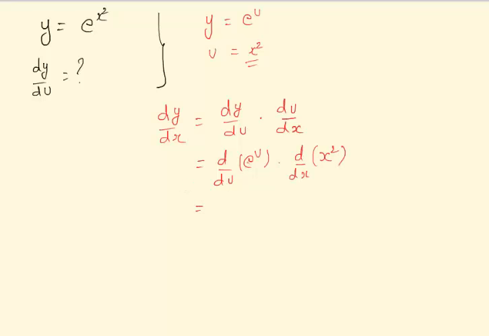Now you can see e to the power u differentiated with respect to u will be e to the power u, and differentiation of x square will be simply 2x using the formula for differentiation of elementary function. Then you can back substitute u. U is x square, so you get e to the power of x square into 2x. So the answer for e to the power x square would be e to the power of x square into differentiation of x square, which is 2x.